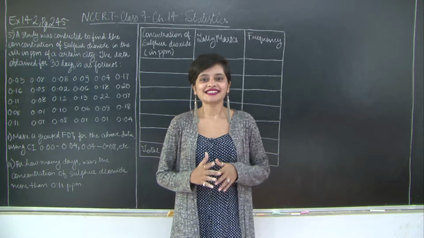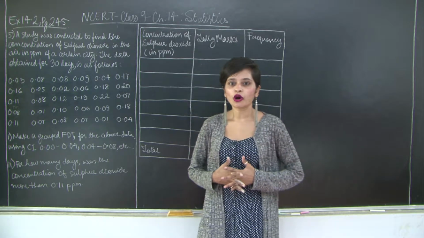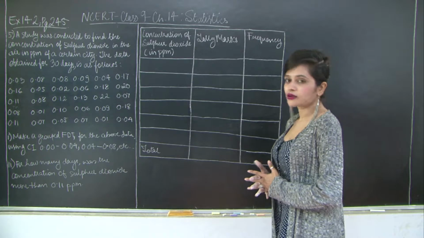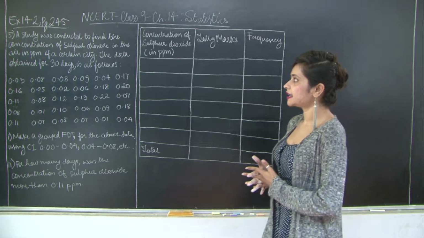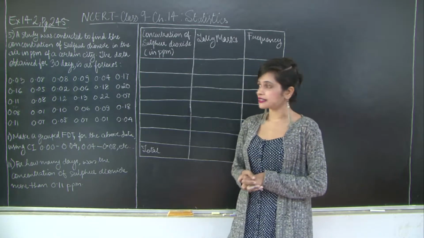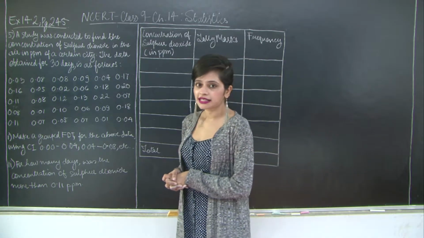Hello students, let's continue with exercise 14.2 on page 245, question number 5. A study was conducted to find the concentration of sulfur dioxide in the air in parts per million, so ppm is for parts per million, of a certain city. The data has been obtained for 30 days as follows.